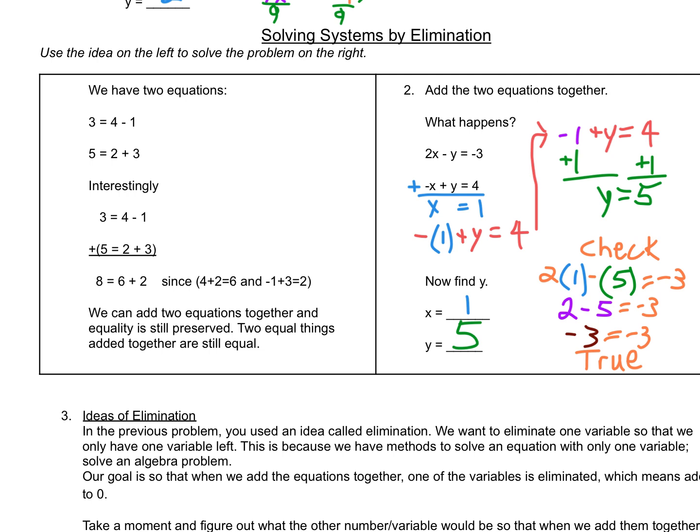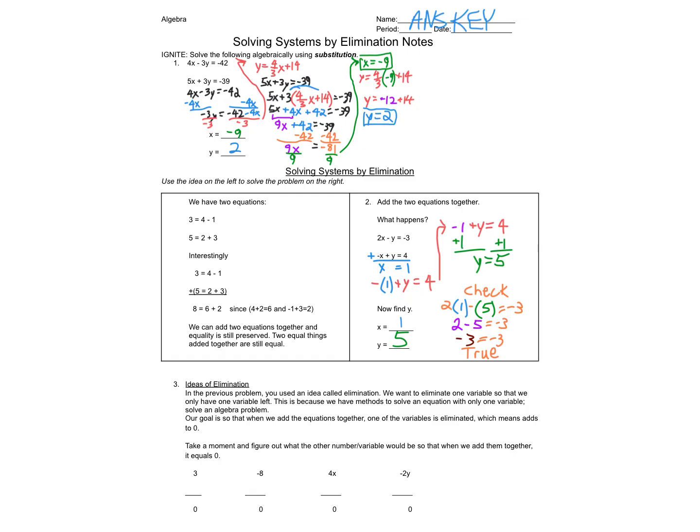So this is the idea of elimination. When I add two equations together, one of the variables eliminates. When I'm left with just one variable, I can solve that algebra problem. When I have two variables, I can't solve for a letter equals a number. You have to get down to just one letter in your equation, and then you can solve for a number. So let's take a look at ideas for elimination.